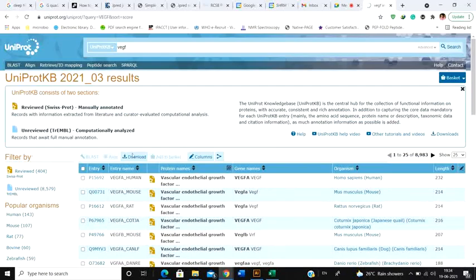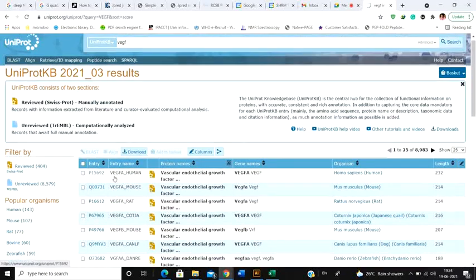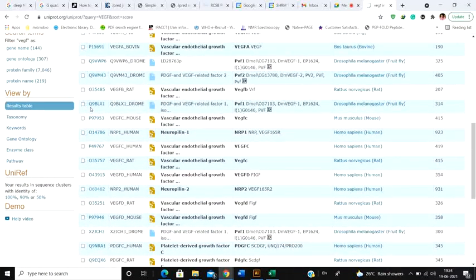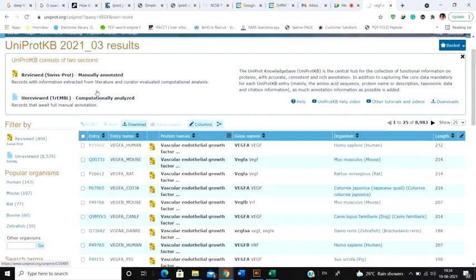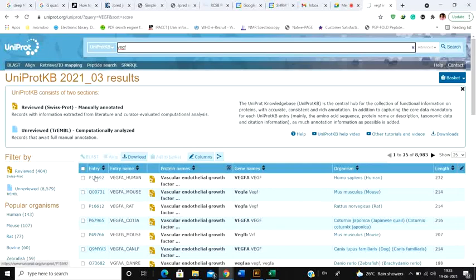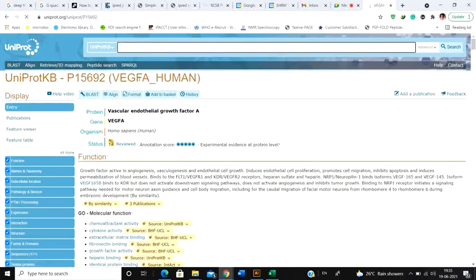But we are interested in finding out about this particular VEGF of human because I work with cancer. Now if you are working with Drosophila, then you have to select the VEGF of Drosophila. If your model is a rat model, then you have to select the VEGF of rat, like that. Okay, so how to find out? Simply click on this particular entry. See, there is an entry option here. Click on it and it's going to open up the VEGF-A of human.